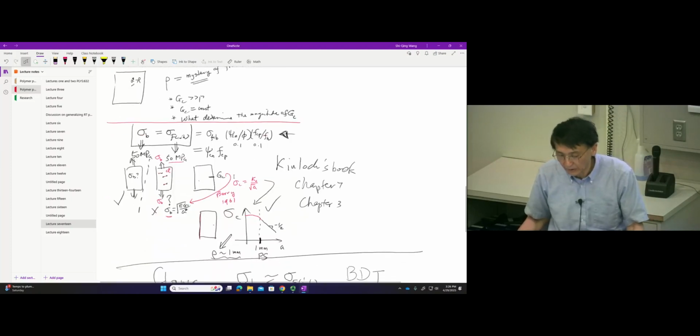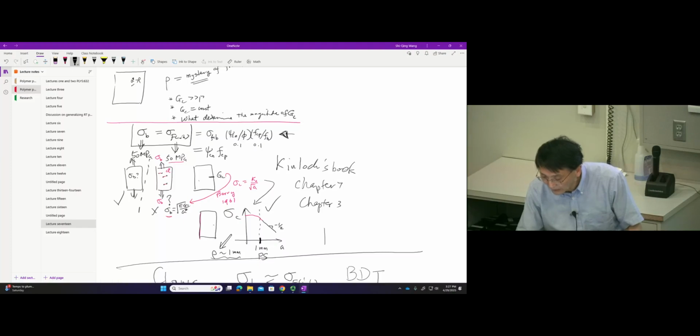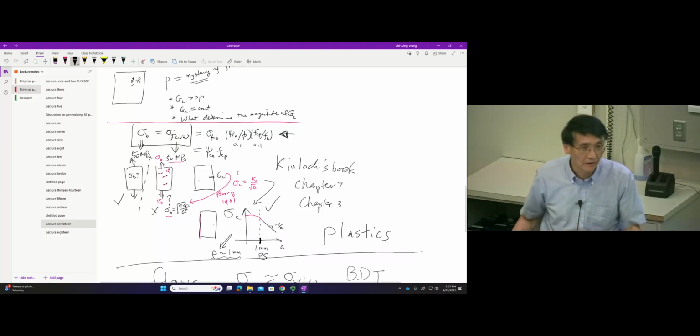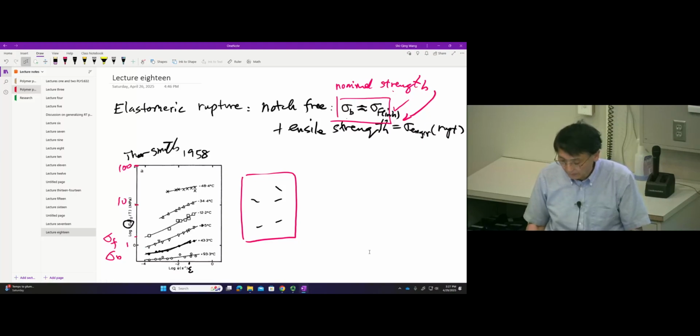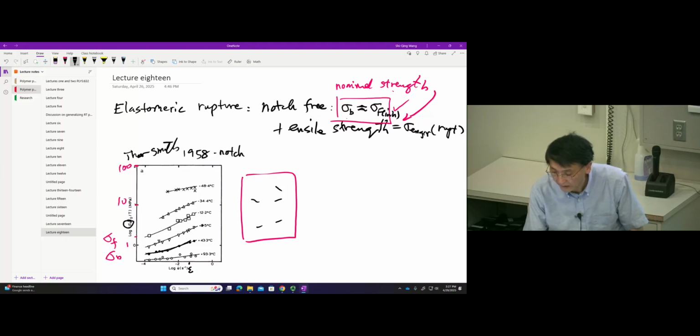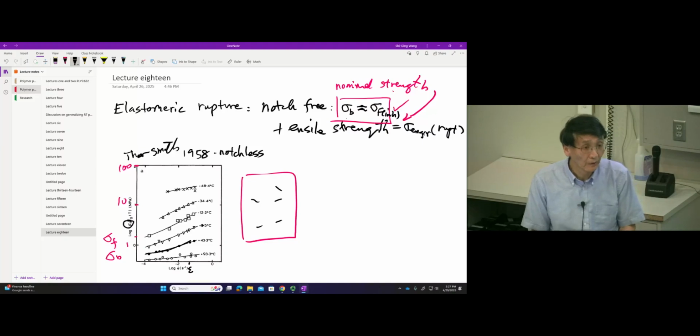So indeed, I'm counting on you to realize that this part of the discussion is, in some sense, related to plastics, whereas now I want to come back to the elastomeric case. Okay. You can imagine, if you don't think there are flaws in this, I call it a notch-free or notchless sample, if there are no flaws, how on earth do you explain this? Because you cannot bring in fracture mechanics, because it's a homogeneous system.